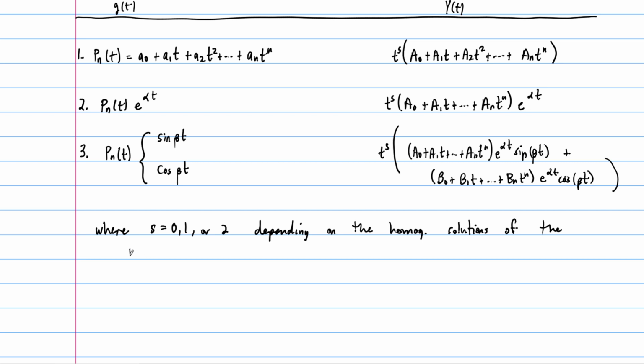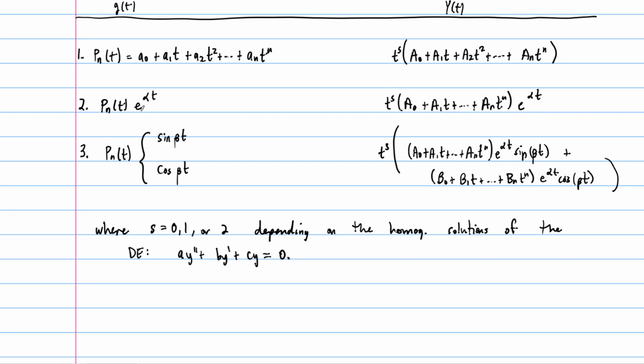Depending on the homogeneous solutions of the DE. So when I say that, what do I mean? I mean the solutions of ay double prime plus by prime plus cy equals 0. So it's possible, as we know, that you could have, for example, solutions e to the t and then t e to the t, and then your guess over here could be e to the t again. I think I said that completely wrong.